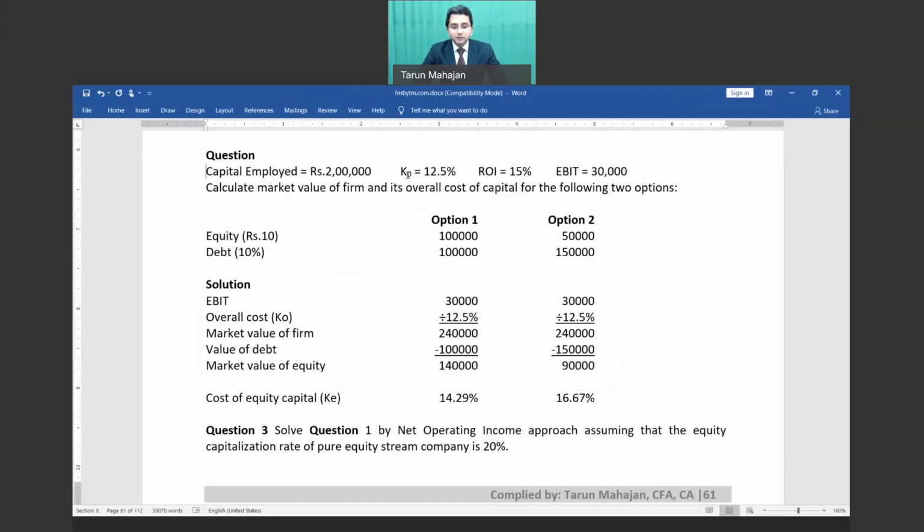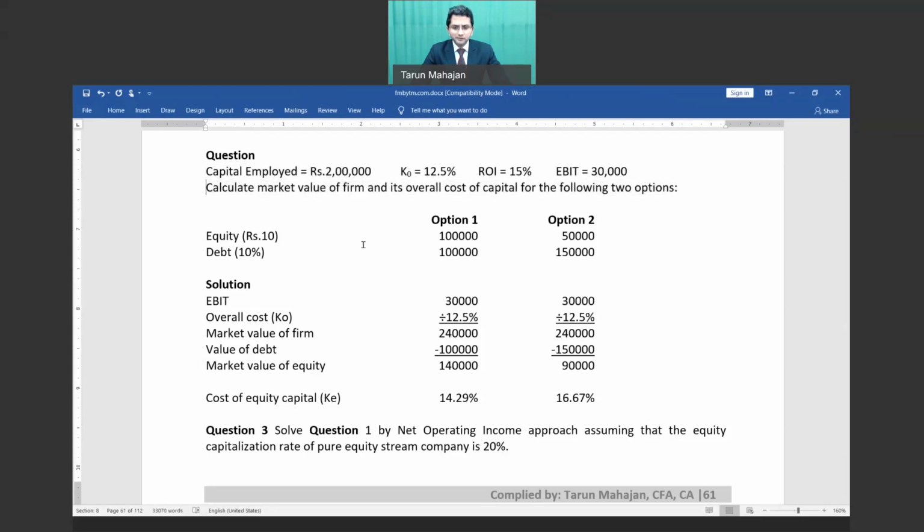See, the same example. Capital employed is rupees 2 lakh. Overall cost of capital is 12.5%, and that's going to be constant. ROI is 15%, and therefore EBIT is 30,000. On 2 lakh, you're earning 15%, that's 30,000.